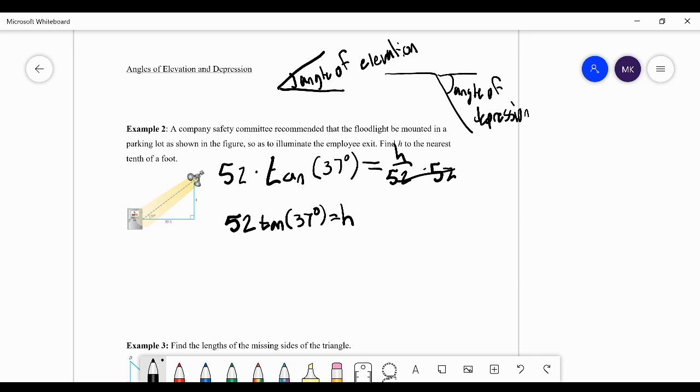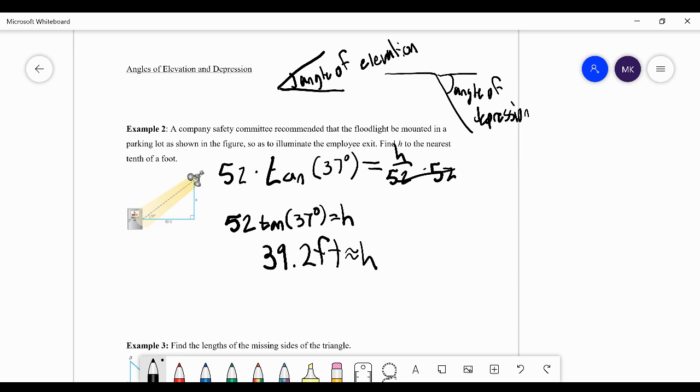Okay, so 52 times tan of 37. And what do we get? We get 39.1848106, but we needed to find h to the nearest tenth of a foot. So that would be 39.2 feet, approximately h. And there's our answer.